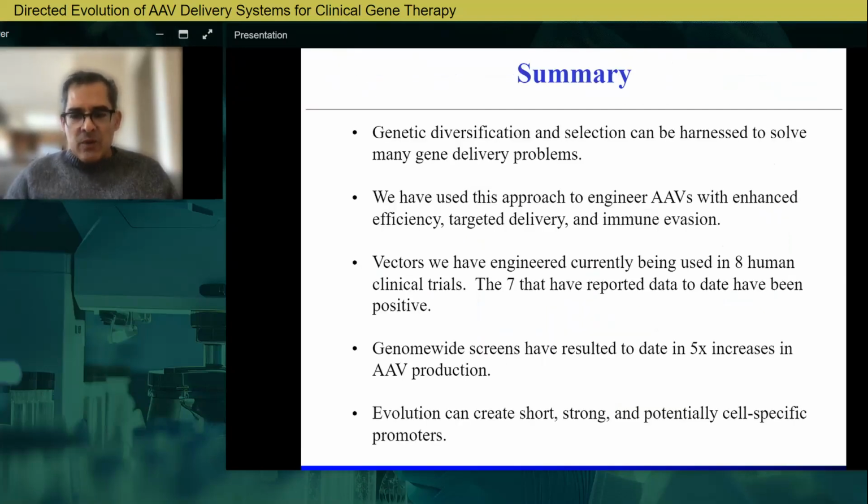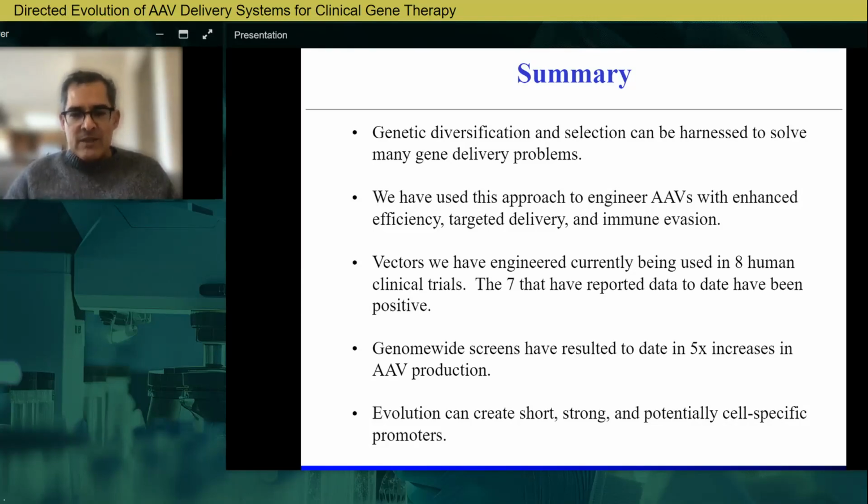So I'd like to conclude with a couple of bullet points that genetic diversification and selection are powerful tools that can be harnessed to solve problems in gene delivery systems. And we've used this approach to re-engineer AAVs, to reprogram them for enhanced efficiency, targeted delivery, as well as the capacity to evade pre-existing immune responses, pre-existing antibodies, in work I didn't discuss today. So the vectors we have engineered have been used in a number of human clinical trials and have resulted in positive data out of many of these that have reported data to date.